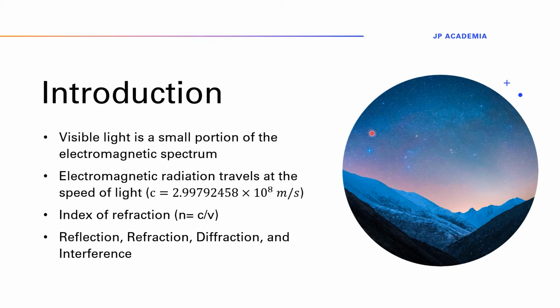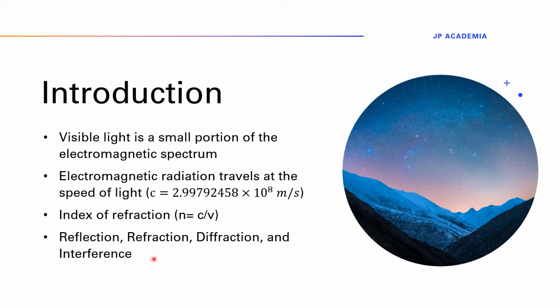However, the effective speed of light becomes slower in a material medium, and this is quantified in terms of the index of refraction, n, for that specific medium. The refractive index n is just the speed of light in vacuum, so that's c, over the speed of light in a medium, v. In discussing the propagation of light, there are different phenomena that affect it.